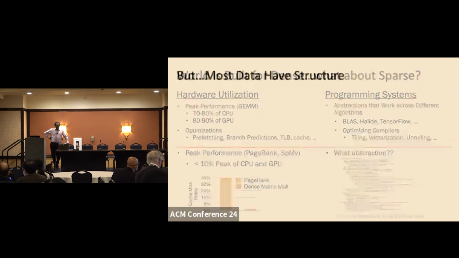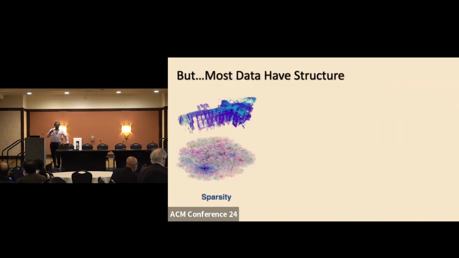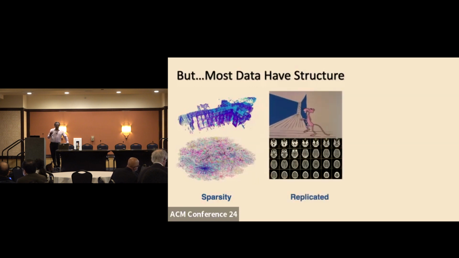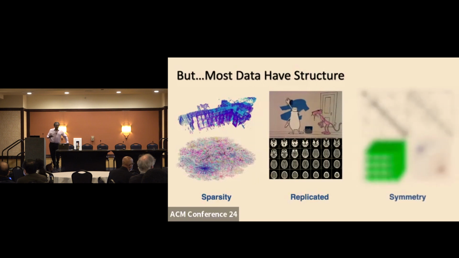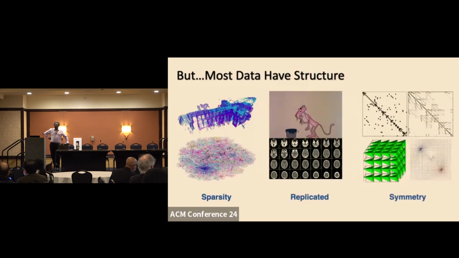But if you look at the world of data, it's mainly structured data. There's a lot of data that's sparse, where we can take advantage of sparsity. There's a lot of data that has replicated values, run length, that you can take advantage of, like this video, which has a lot of replicated values. And also there's a lot of data that has symmetry. So data is not just one gigantic blob that you have to represent everything. There's a lot of interesting structure you can take advantage of.